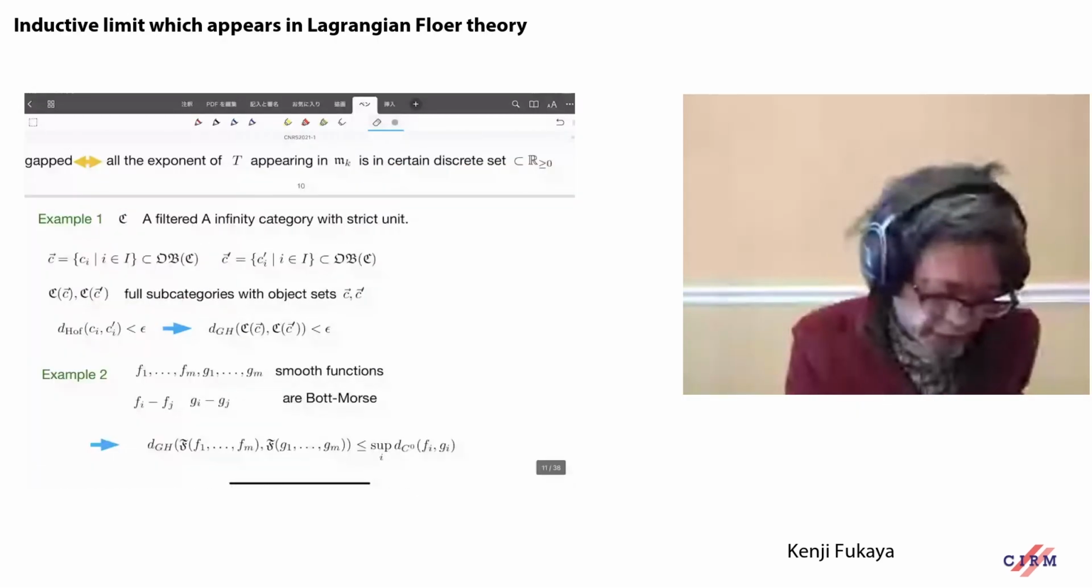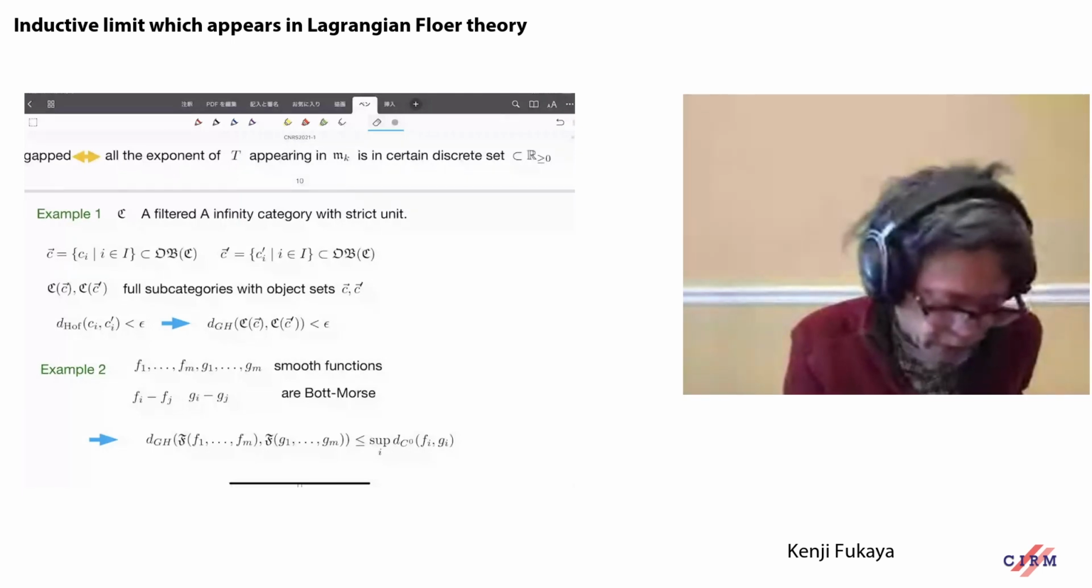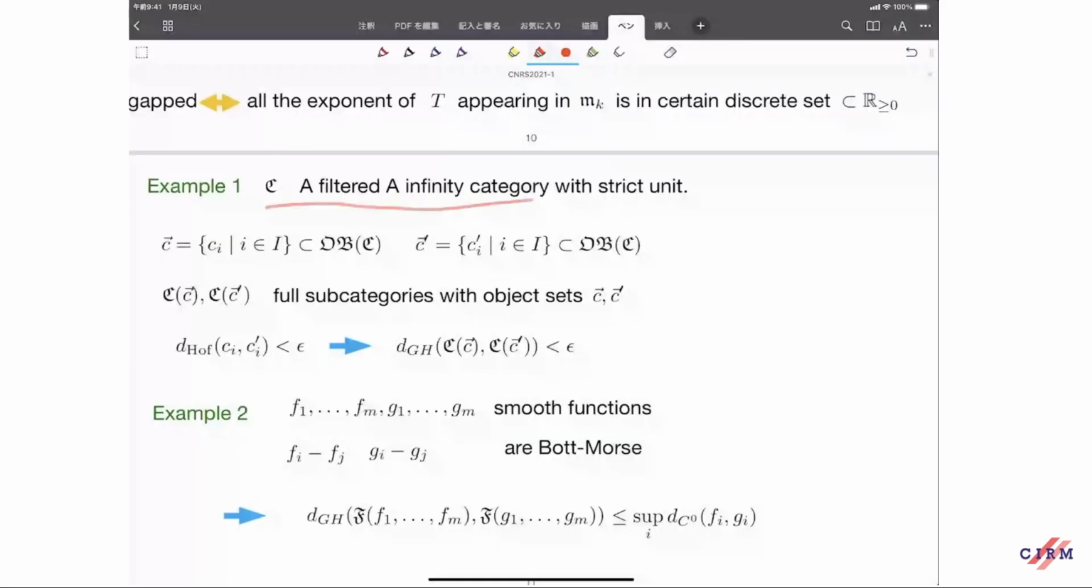One is that you have a filtered infinity category with a strict unit, and we take two systems of objects, Ci and C prime i, and we take the full subcategories so that C and C prime are the sets of objects. And then we assume that the Hausdorff distance between Ci and Ci prime is smaller than epsilon. Then the Gromov-Hausdorff distance between these two full subcategories is smaller than epsilon. This is just like a tautology.